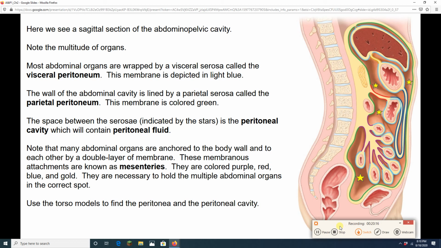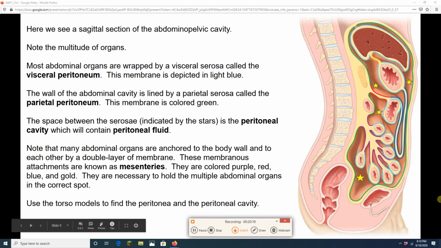Okay, by the way, can you figure out what kind of section we're looking at here? How was this guy sliced? See if you can figure it out.